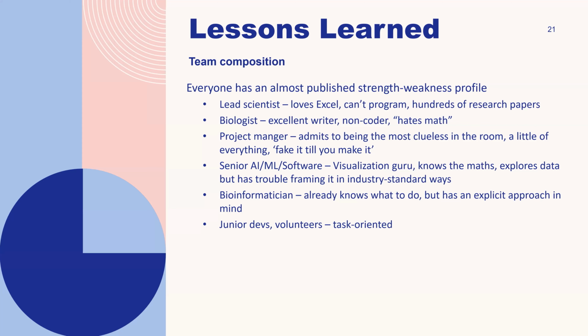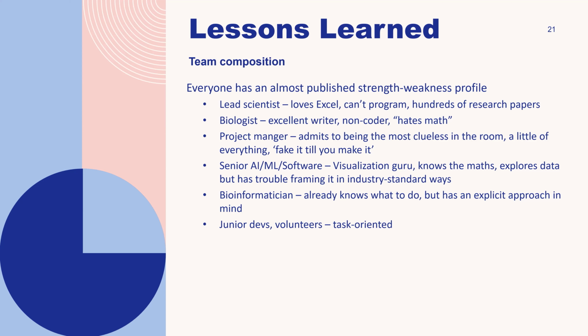So basic lessons learned in working with the cross team. Everyone has an almost published strength and weakness profile. Lead scientist loves Excel, can't program, but has read hundreds of research papers. Biologists, excellent writer, non-coder, hates math. Project manager admits to being the most clueless in the room, a little of everything, fake it till you make it. We have our senior AI ML software type, visualization guru, of course, the person who innovated on the Streamlit for us first time around, knows the math, explores data, has trouble framing it in an industry standard way.